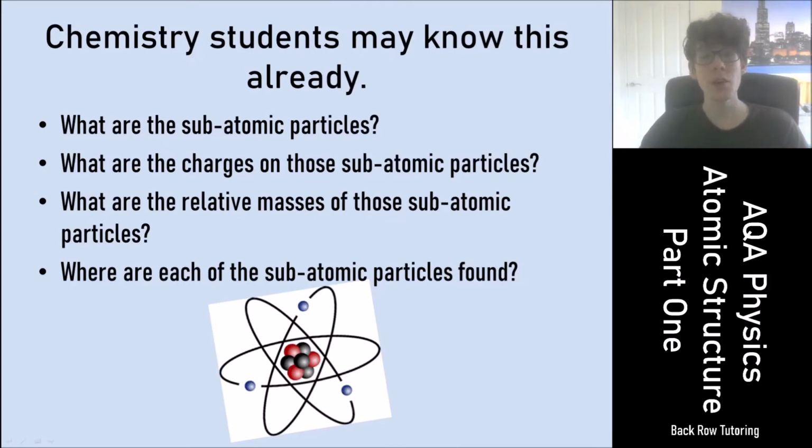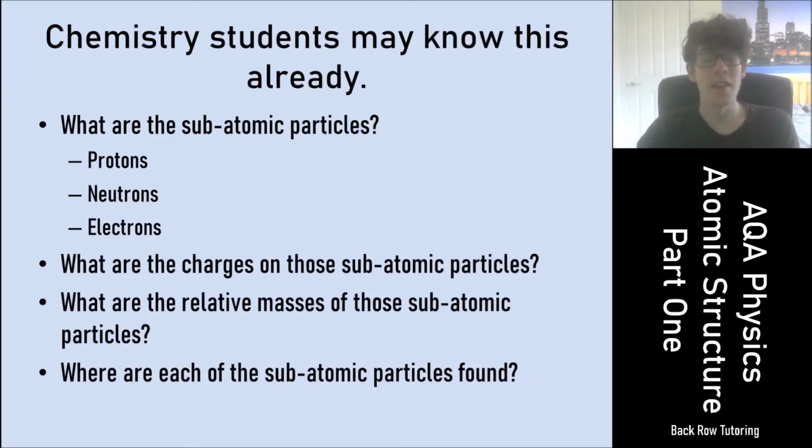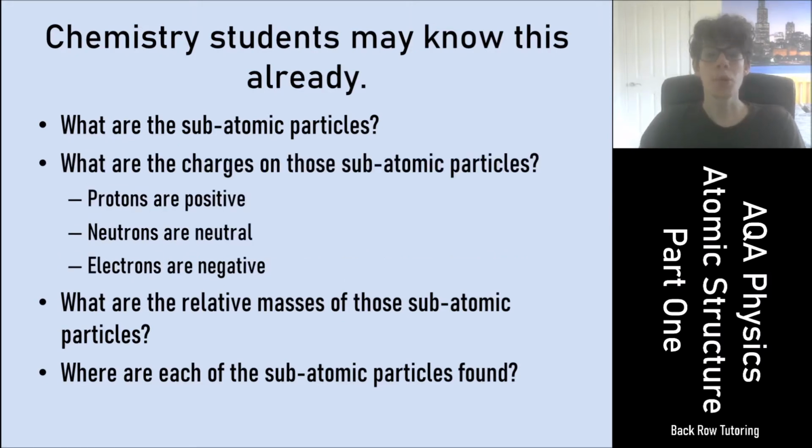If you study chemistry, you might know this already because it's common content between the courses. What are the subatomic particles? Well, the subatomic particles are protons, neutrons and electrons. What are the charges on those subatomic particles? And remember from our module on electricity, charge is just a fundamental property of matter. Protons are positive, neutrons are neutral and electrons are negative.